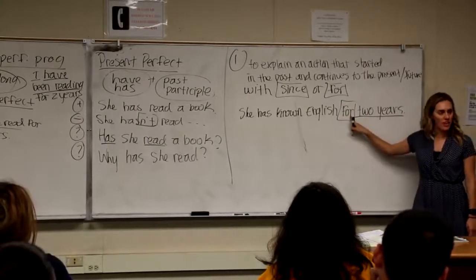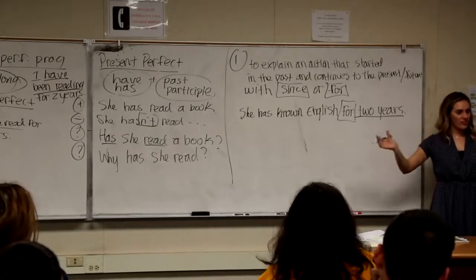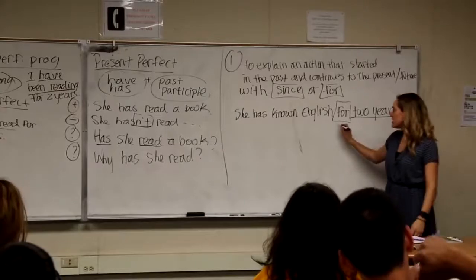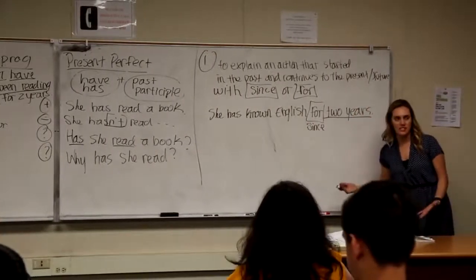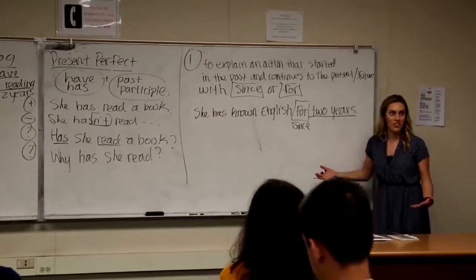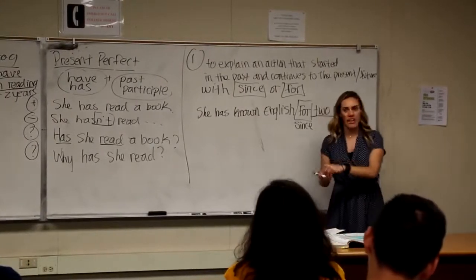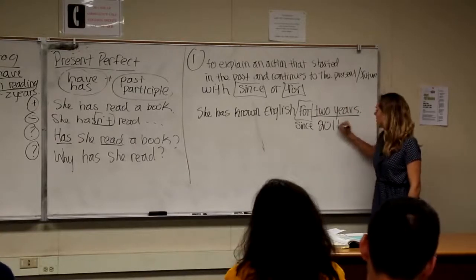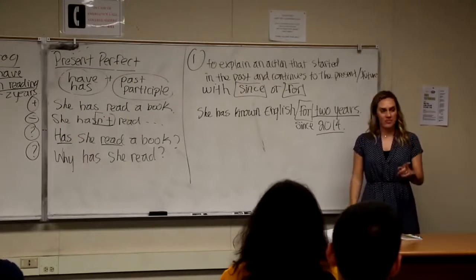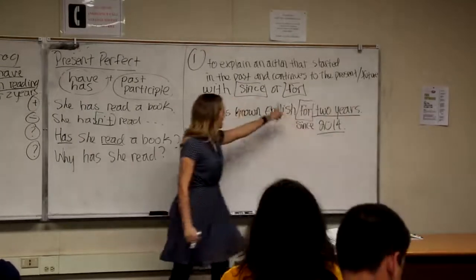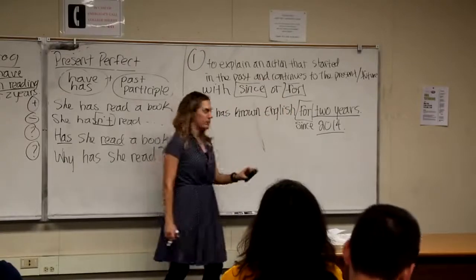When do we use for again? With a how long, right? A duration. I can also use since. She has known English since 2 years ago. Since 2 years? No. You have to use a specific time in the past. 2014, right? Okay. Now, if I take away the since and for, watch what happens.